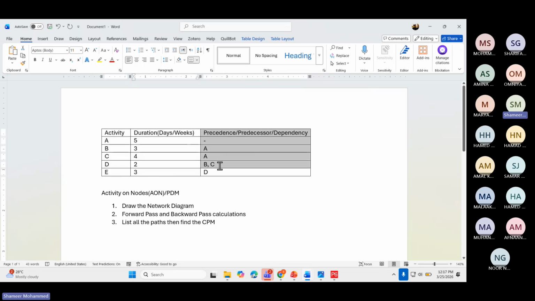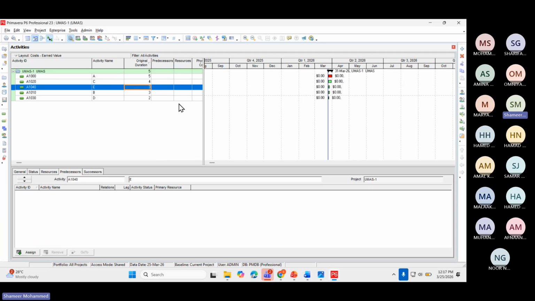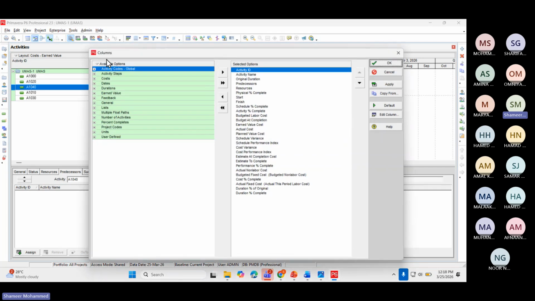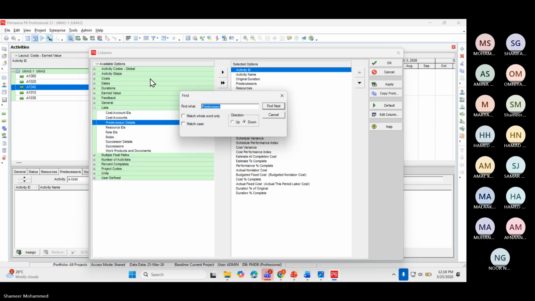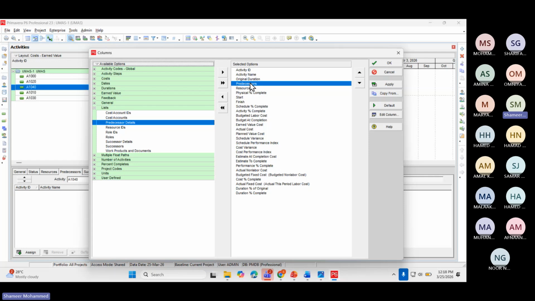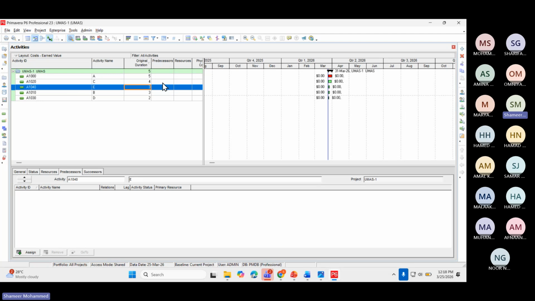Now relationship, precedence. So for A, see here, predecessor. Suppose you don't find this column, you have to add this column from here. Search here, predecessor. Already I added that one here, see, predecessors. If you don't add it, then it will come here, then you select it, click this button, it will be added to this list, then click OK. Now you can see the predecessor here. So for A, there is no predecessor.